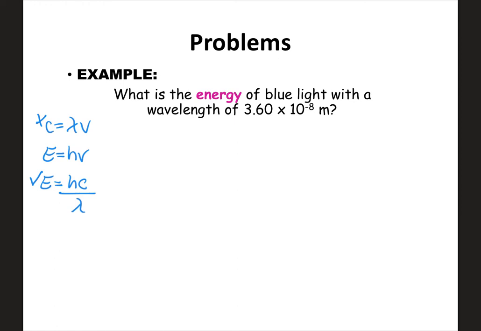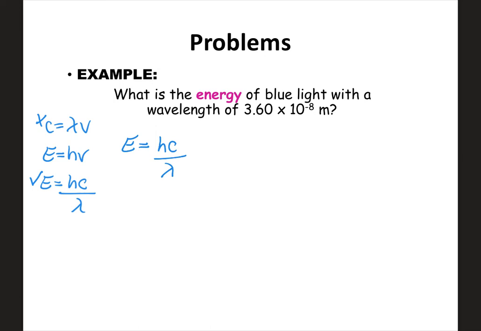That's how you approach all of these problems from now on. You have three possible equations. See what they're asking you to solve for, eliminate an equation that doesn't have that in it, and then see what the other thing they gave you was and which of the remaining equations you need to use. So now I know I must use E equals HC all over wavelength here.